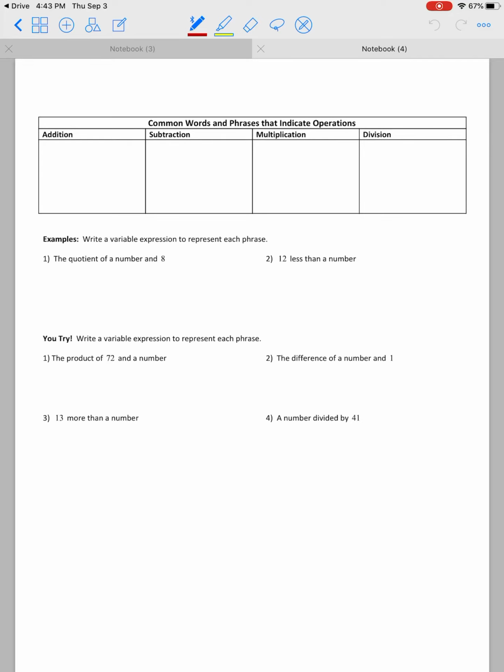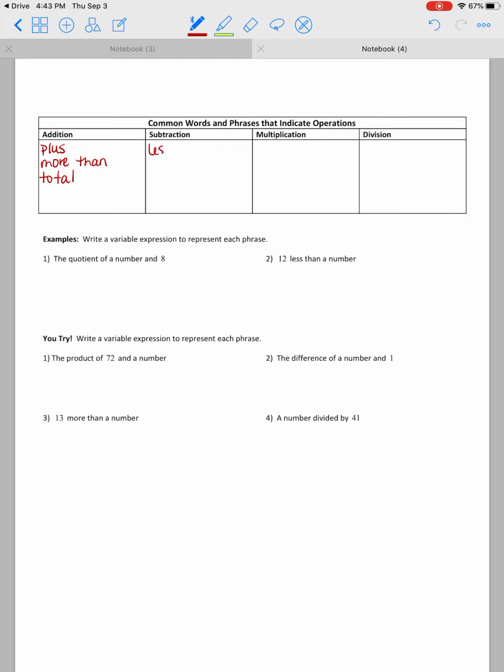Okay, now that you've finished those problems and you checked your answers, let's move on. We're going to look at some verbal models now, taking these sentences with words and changing them into mathematical sentences with numbers and letters. So some common words or phrases for operations. Addition, you'll see plus, more than, total. Those are some common words.